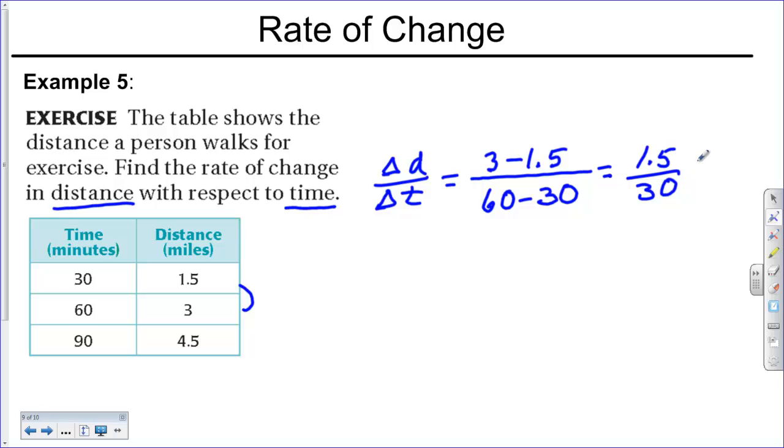And since this is a rate of change and we have a decimal inside of our fraction, we're actually going to go ahead and divide it out. And when we divide that out, we end up with 0.05. And this is miles on top per minute. And that's the rate of change. So the person is walking at a rate of 0.05 miles per minute.